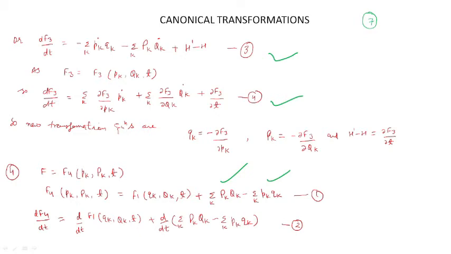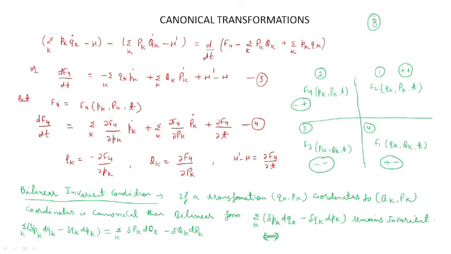So here we can write dF4 over dt as dF1 over dt plus d over dt of sigma k Pk Qk minus sigma k small pk qk. Let us say it is equation number 2. Now we can write these equations as sigma k Pk Qk dot minus H. This is your L and this is your L dash. So it will be equal to d over dt of F4 minus sigma k Pk Qk plus sigma k small pk qk. Or we can write the above equation as dF4 over dt is equal to minus sigma k qk pk dot plus sigma k capital Qk capital Pk dot plus H dash minus H. Let us say it is equation number 3.